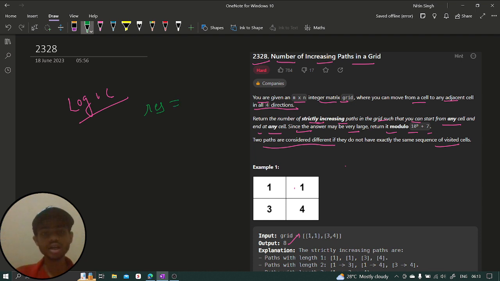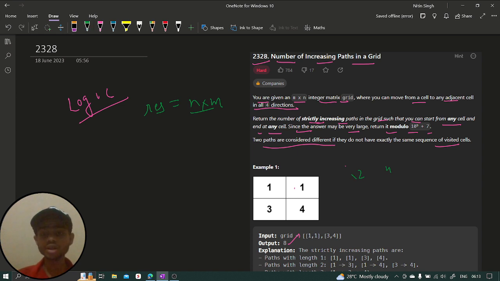Result is going to be nothing but n cross m. This must be the answer, right? It should never be less than this, because each cell by itself is in strictly increasing order. So this is the total path. Here you can see n was 2, m was 2, so total is 4. So 4 must be there, right? It can be more than 4, but 4 must be there. So result is n cross m initially.